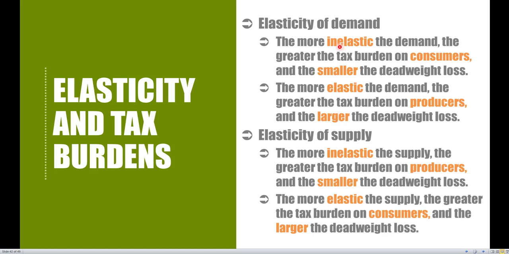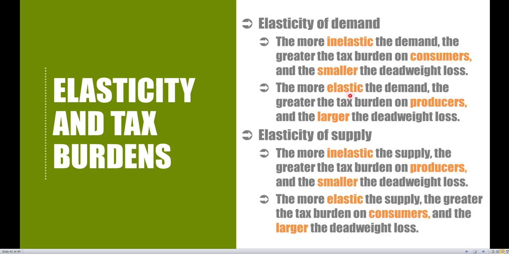If we have more inelastic demand, remember, we're very price insensitive. So what are the producers going to do? They're going to try to push the price increase on the consumers. And because we are price insensitive, we don't change our quantity demanded all too much. When price changes, we are going to have to eat that, and we're going to be paying the higher prices and bearing more of the tax incidence. However, we do note that the deadweight loss is going to be smaller in this instance.